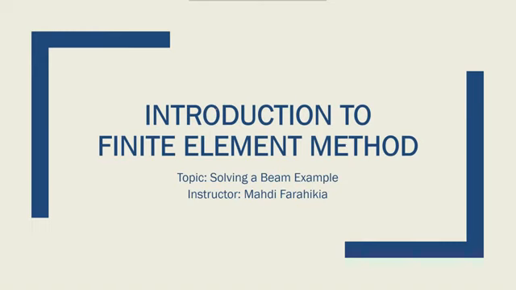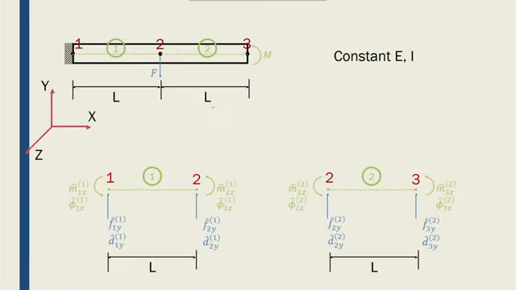Now let's work on a beam example to understand how to use the stiffness matrix to solve a beam problem using finite element method. We want to work on this example. A beam which is fixed at one end, and halfway in the length of the beam we have a constant force F applied to it in the negative y direction.